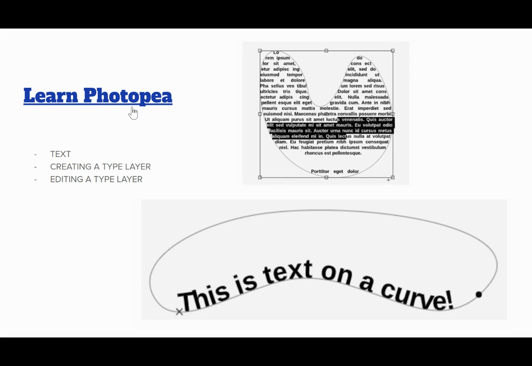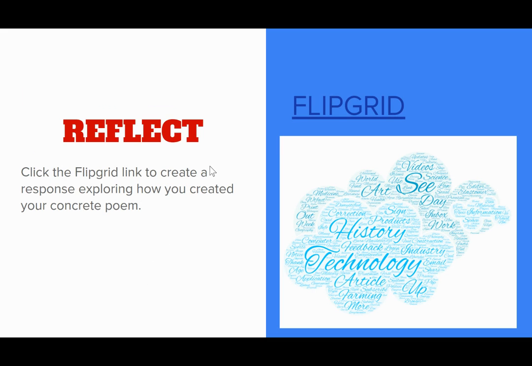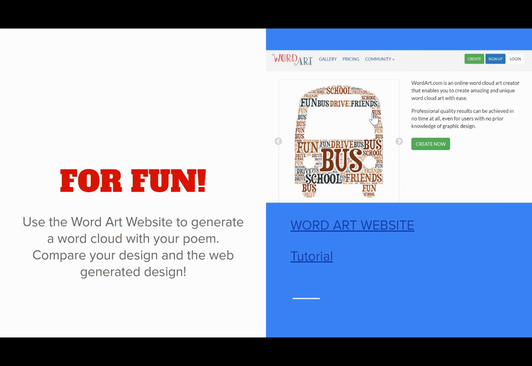Here are some wonderful resources to learn Photopea. If you click this link right here, it'll take you to learn all about how you can do text in Photopea and how you can create a type layer and edit a type layer. Then you can click this Flipgrid link and reflect on how you created your concrete poem. There are questions that you can answer in the Flipgrid.